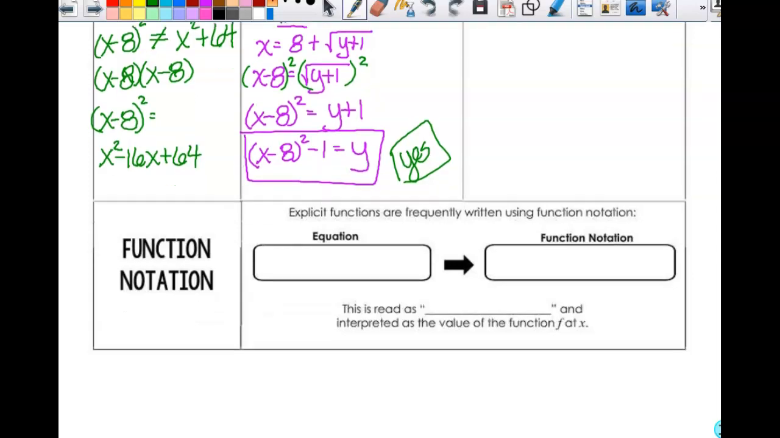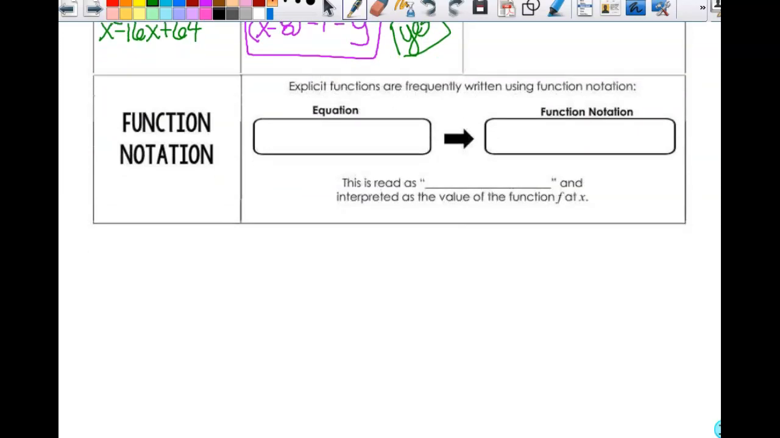Let's talk about function notation real quick. Explicit functions are frequently written using function notation. So if I have y equals 3x squared plus 7, to make that into function notation, that just becomes f of x equals 3x squared plus 7. That should be old news about function notation. This is read as f of x. It's the value of the function f at x. So f of x just replaces y. That's all that's happening there.